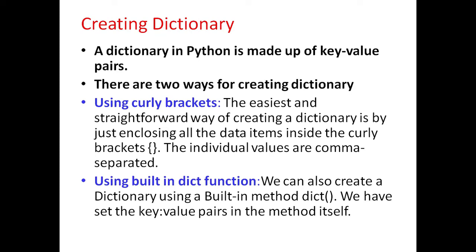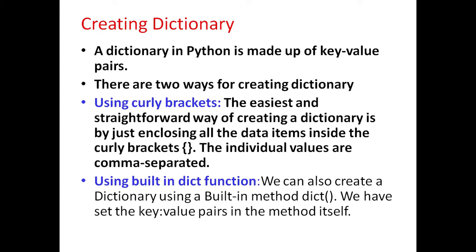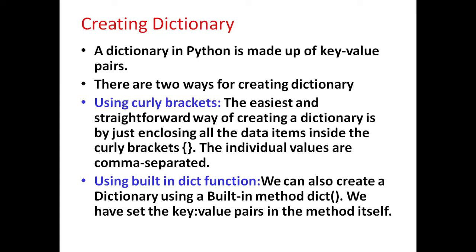There are two ways for creating a dictionary. First is using curly brackets, which is the easiest and most straightforward way of creating a dictionary. It is just by enclosing all the data items inside curly brackets and the individual values are comma separated. And the second way is using the built-in dict function. We can also create a dictionary using the built-in method dict. Here we have to set the key value pairs in the method itself.